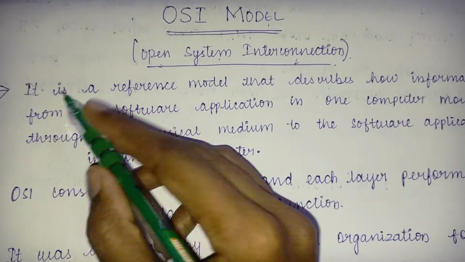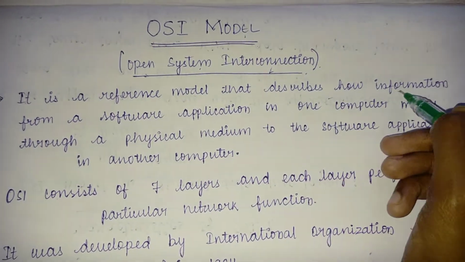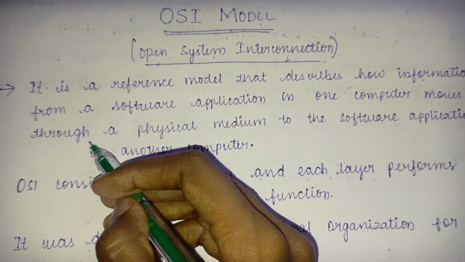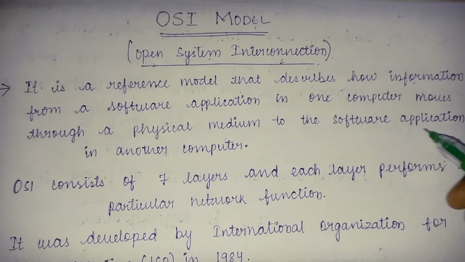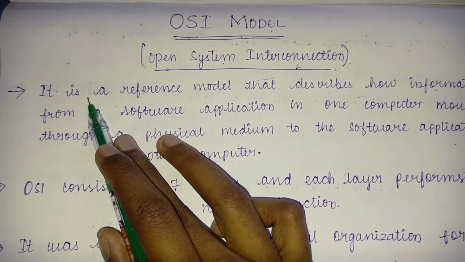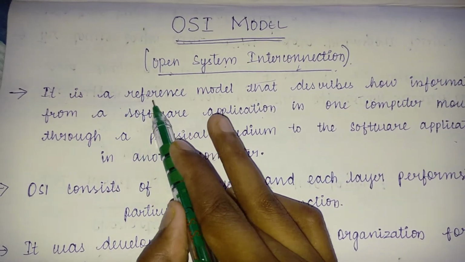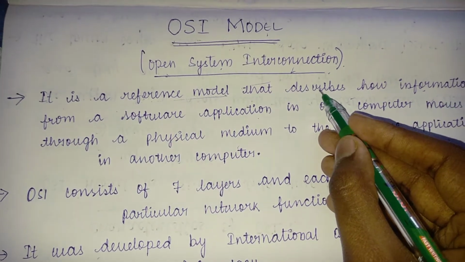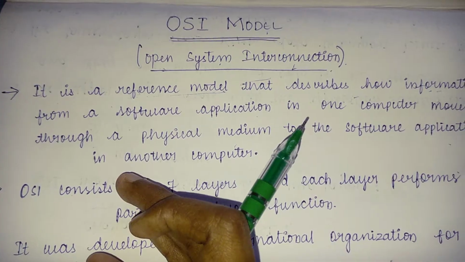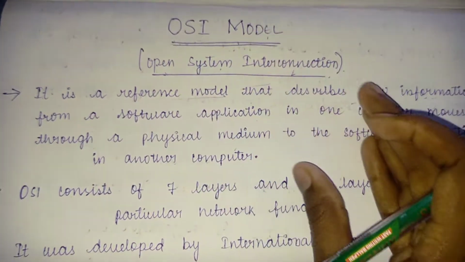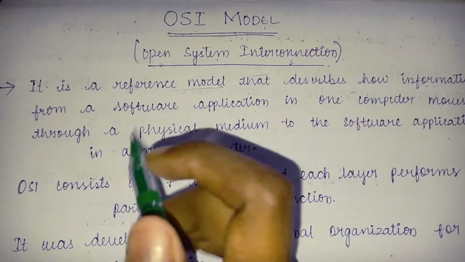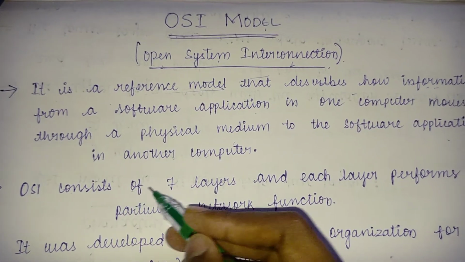It is basically a reference model that describes how information from a software application in one computer moves through a physical medium to the software application in another computer. Let's understand this clearly. It is a reference model which describes how information from one software application in a computer moves through a physical medium to the other software application in another computer. Clear?